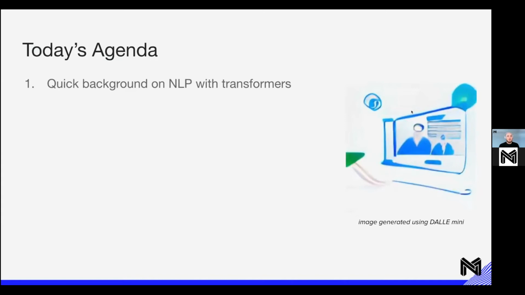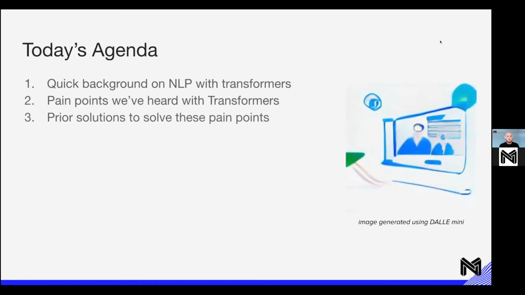So first, I'll start off with a quick background on NLP with transformers. What do transformers change for NLP? Go through some of the pain points that we've heard coming out of this adoption of transformers in the NLP space. Talk through some of the prior solutions in research and academia that have come out to solve these pain points. And then we're going to walk through our research that improves on these solutions.